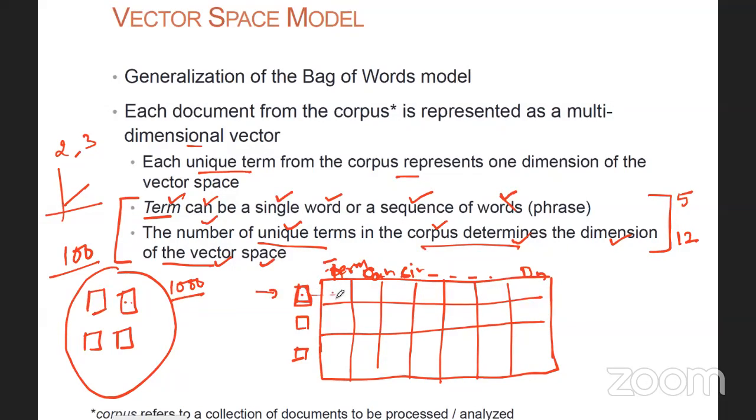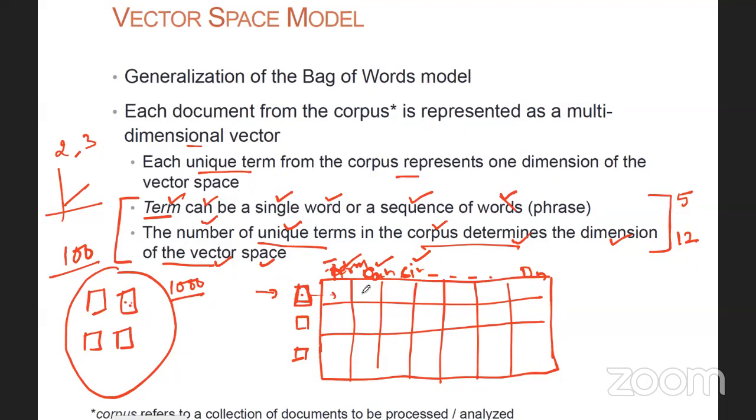So I'll see that. Okay. Whether this review will have how many values for this term, for this "can", for this "single", like that. I'll fill this matrix. So this gives us the idea of how to convert the unstructured data to structured data.